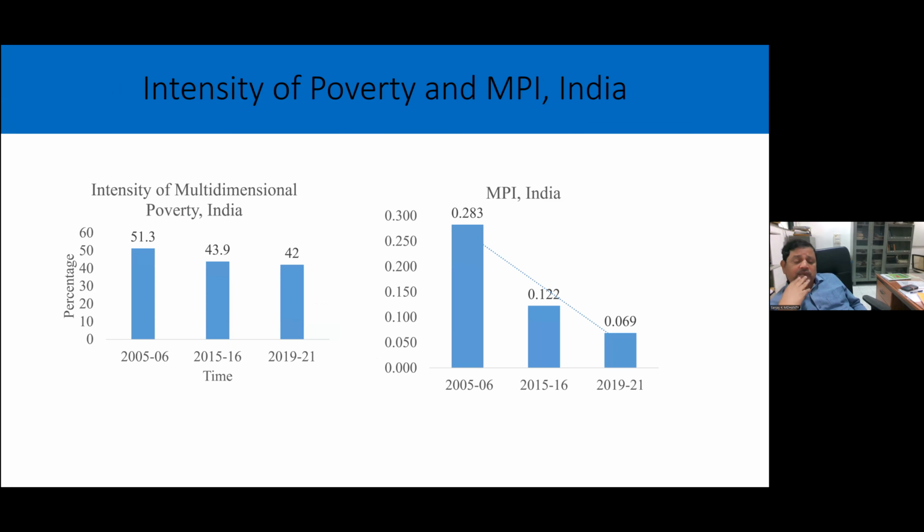Now, further, that was the value of H, and if you look at the intensity of poverty, there was quite a good decline from 51 to 44, and further it has reached 42. And in terms of the MPI, you can see here the MPI value has declined from 0.28 to almost 0.07 by 2019 and 20. Because if H declines, obviously the MPI declines, and the reduction in A is of course not as fast as that of the other indicators.